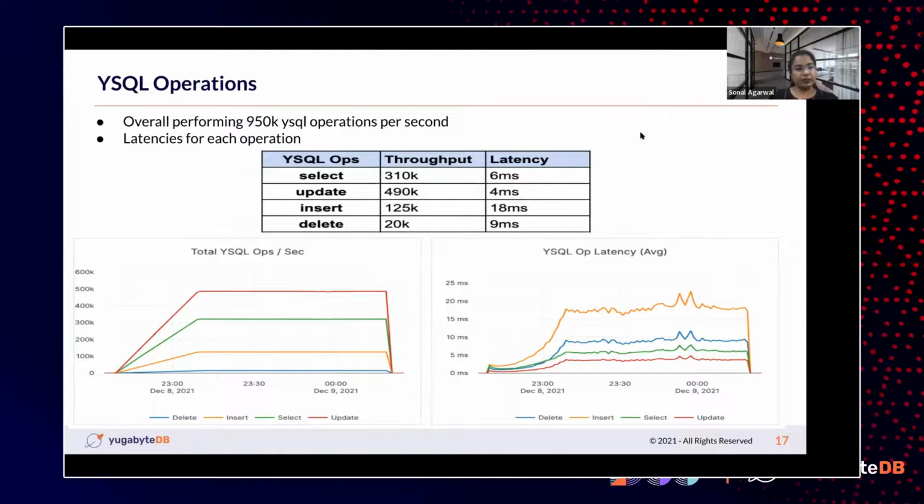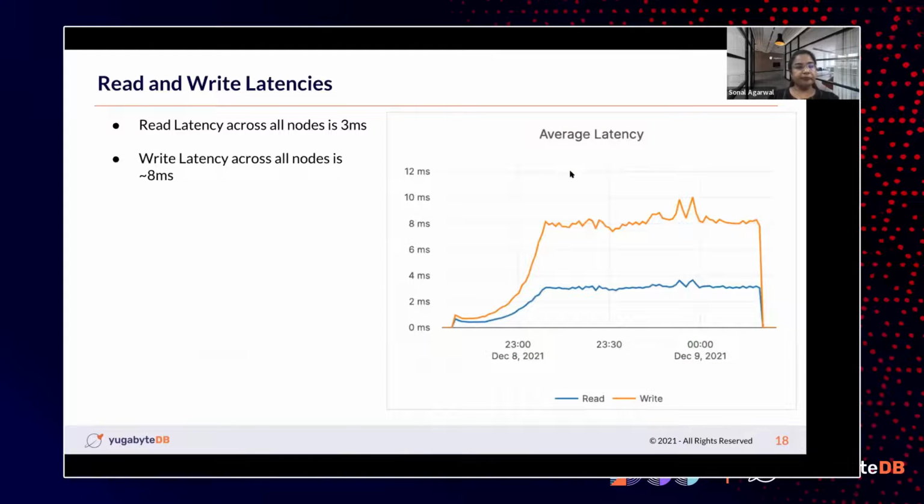So the next one we have is the read and write latencies. These are the average read and write latencies across all the 72 nodes we have. If we see the numbers here, the read latency is 3 milliseconds, and the average write latency is 8 milliseconds.